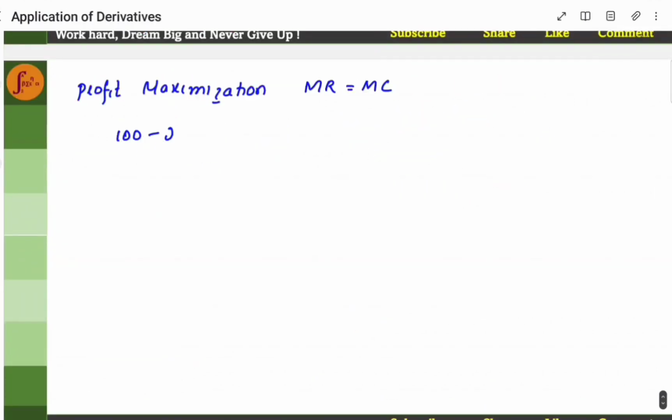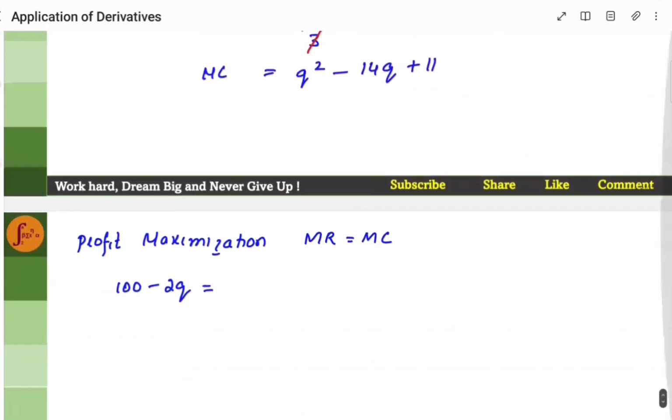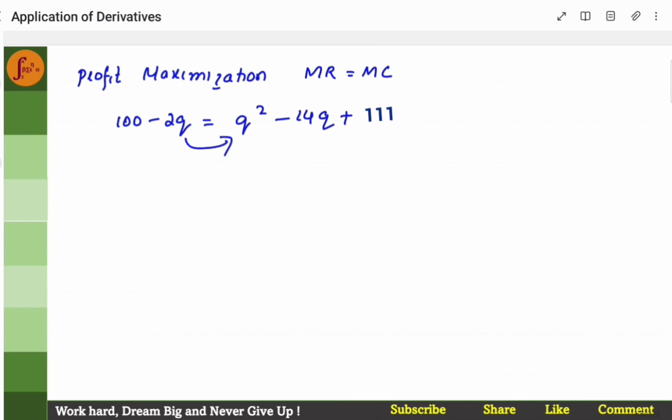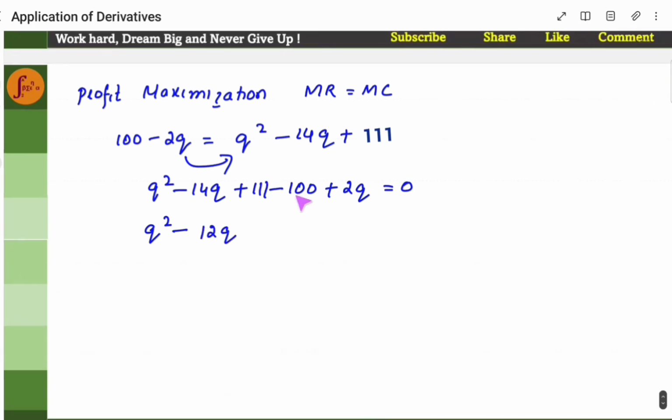100 minus 2Q is equal to marginal cost. Marginal cost is this one: Q square minus 14Q plus 111. So when I shift, I'll get Q square minus 14Q plus 111 minus 100 plus 2Q is equal to 0. So it's nothing but Q square minus 12Q plus 11 is equal to 0.